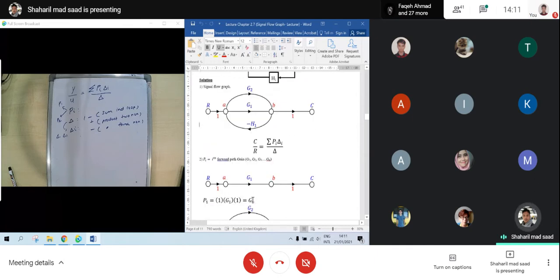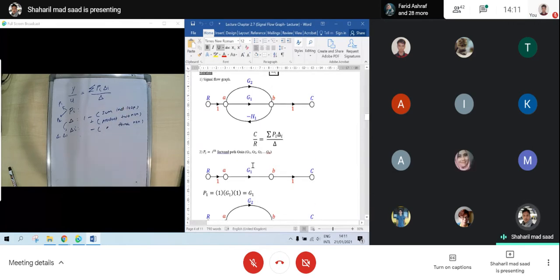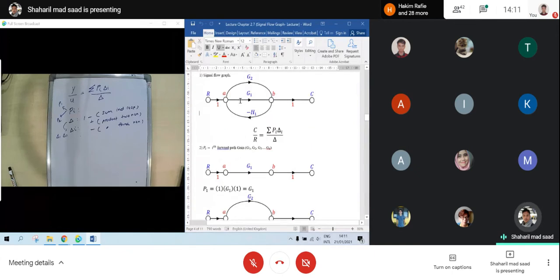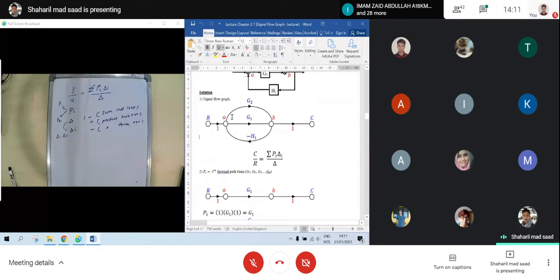Done. Next we are going to find the delta. First you need to find the individual loops. When we look into this, we have 2 individual loops here. One is from A, G2 and then minus H1. This is the first individual loop. The second one is G1 times minus H1. This is the second individual loop. G1 going to G1 off, it will block. So there are only two individual loops there.